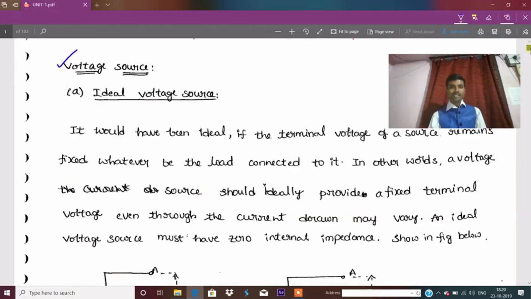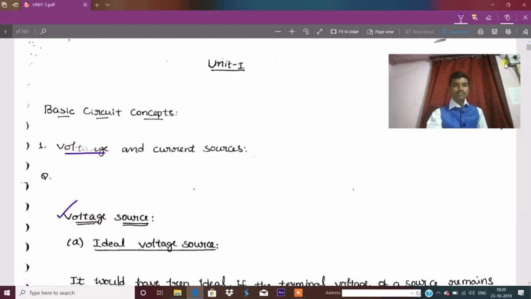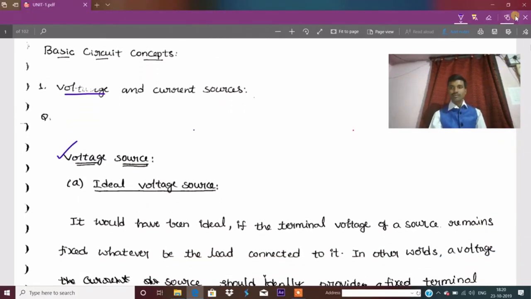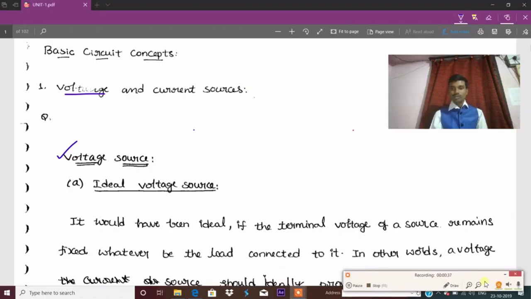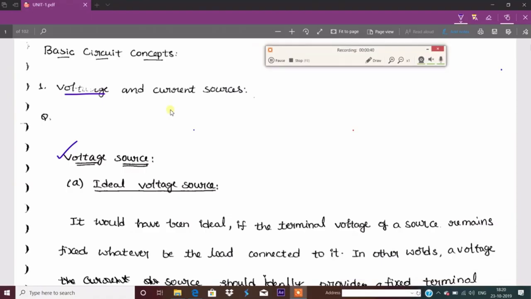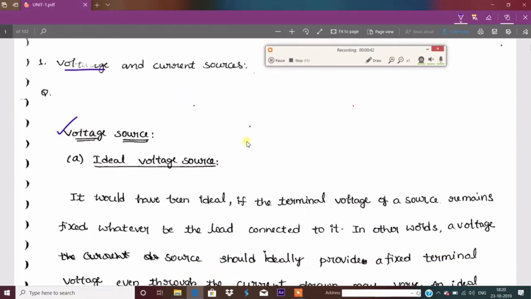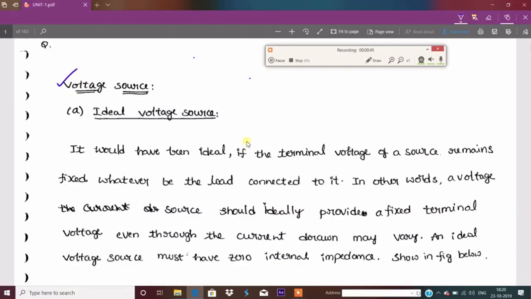So in that first topic, voltage and current sources, I will start with the voltage source. Just look at the document here. The voltage source can be classified into ideal voltage source and practical voltage source. Of course, we have dependent and independent sources. First I will make the classification, then I will explain one by one.